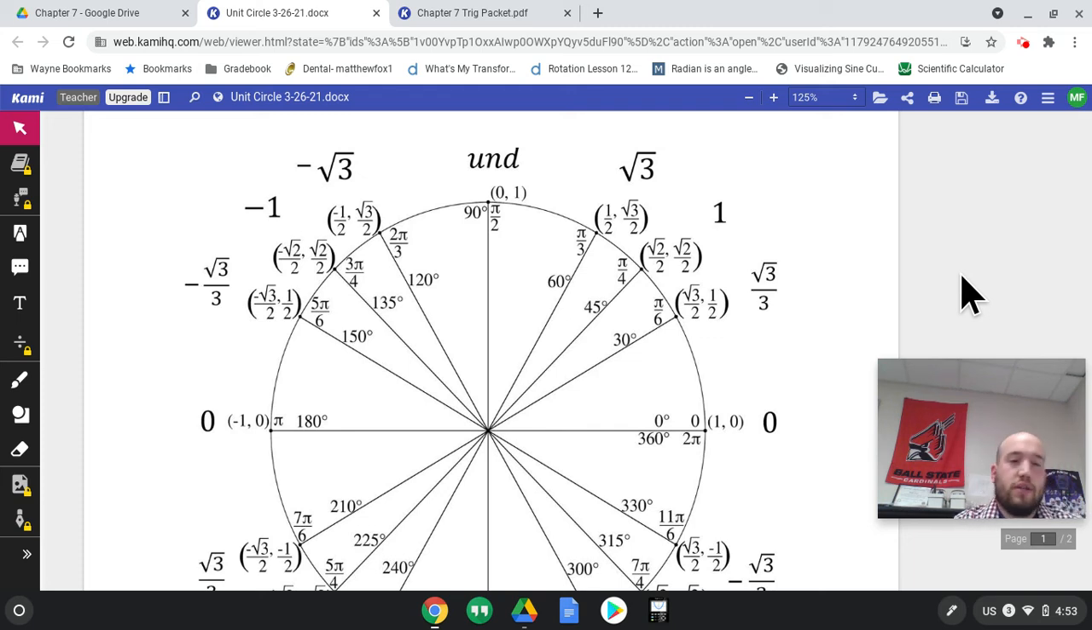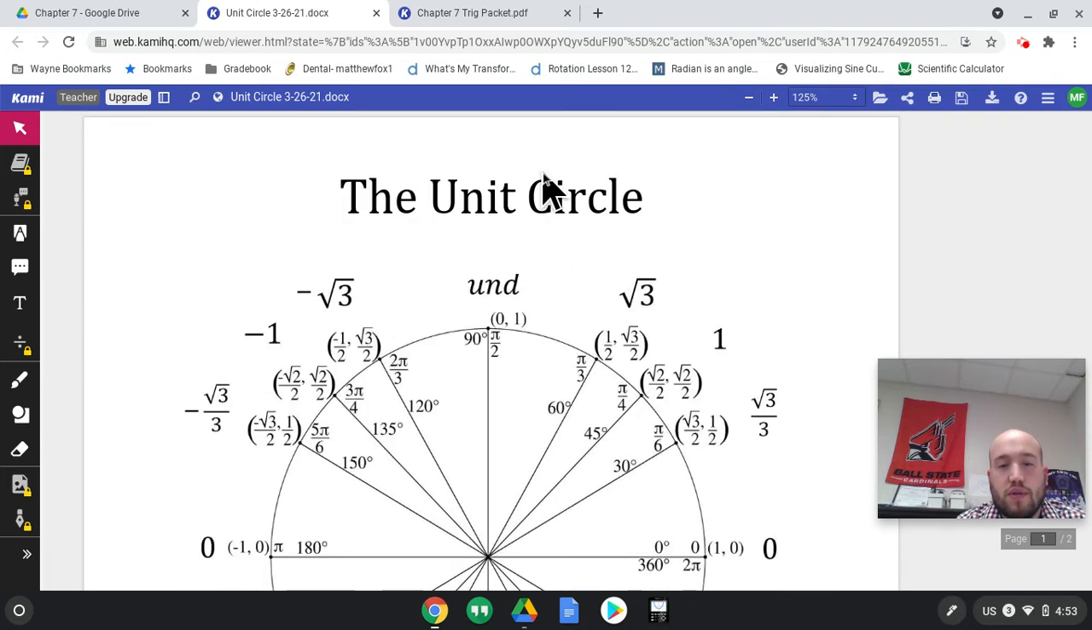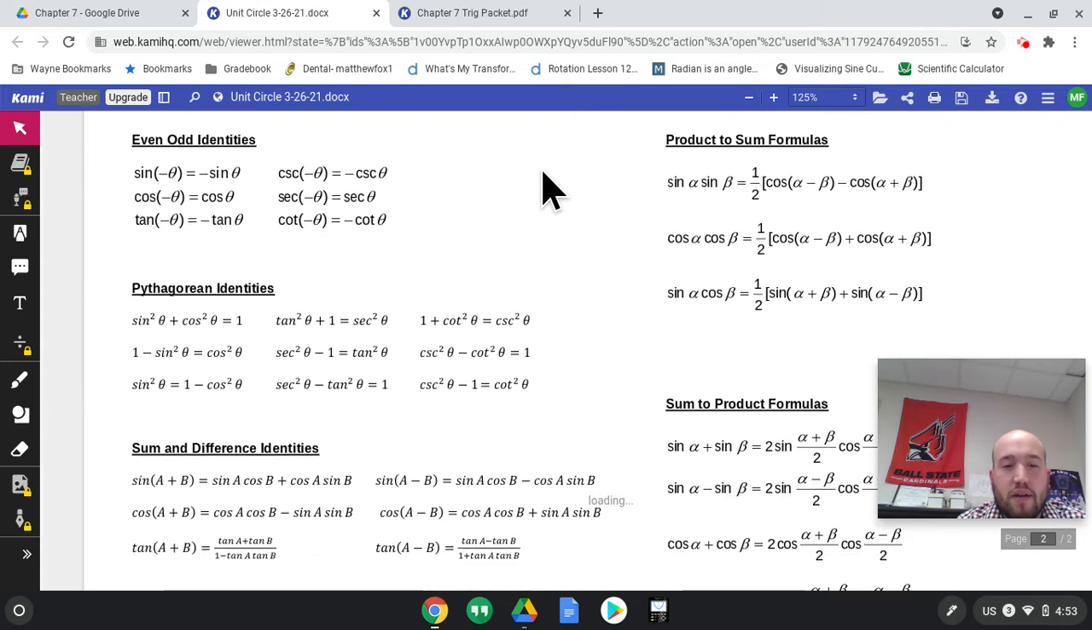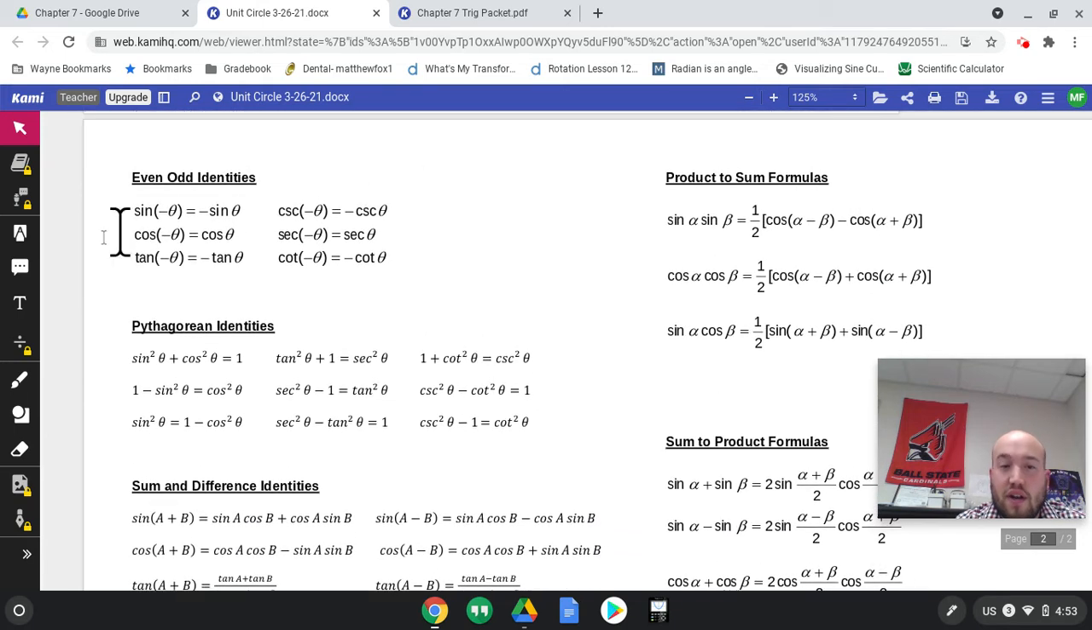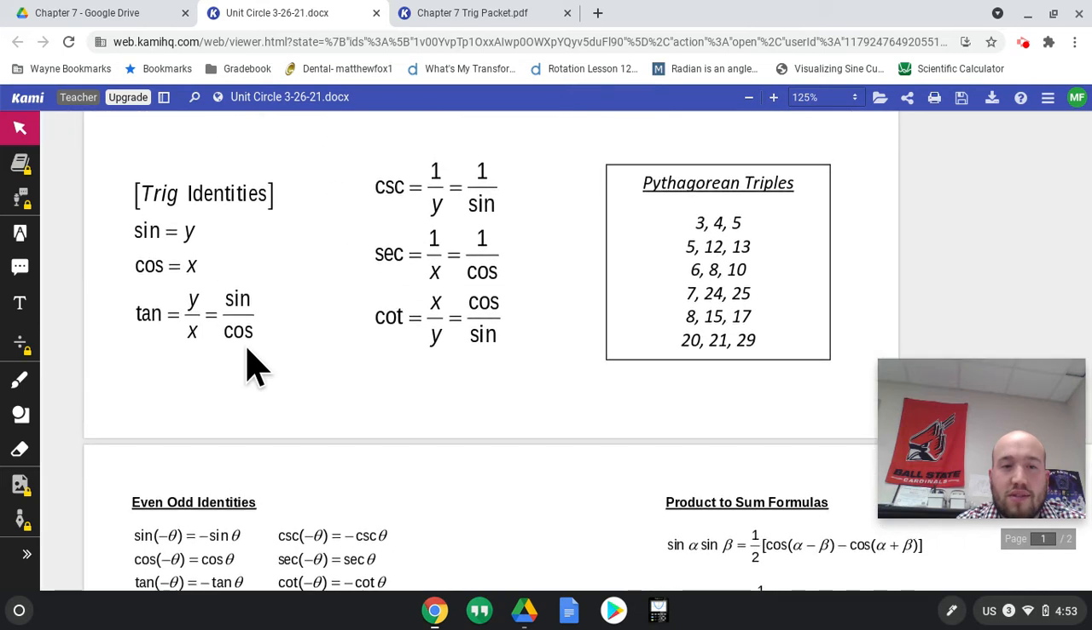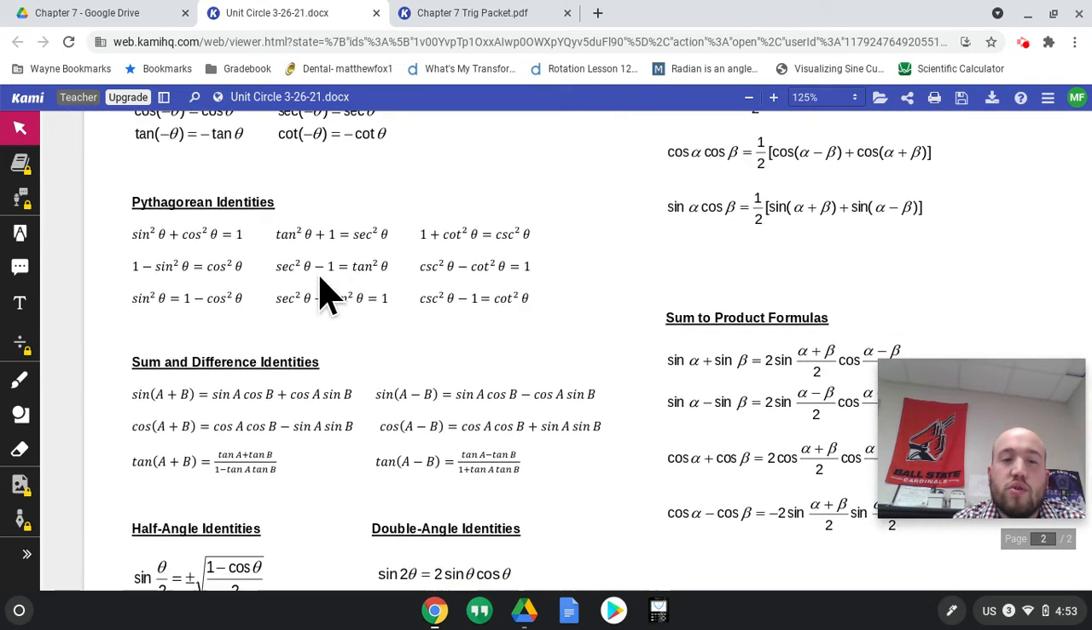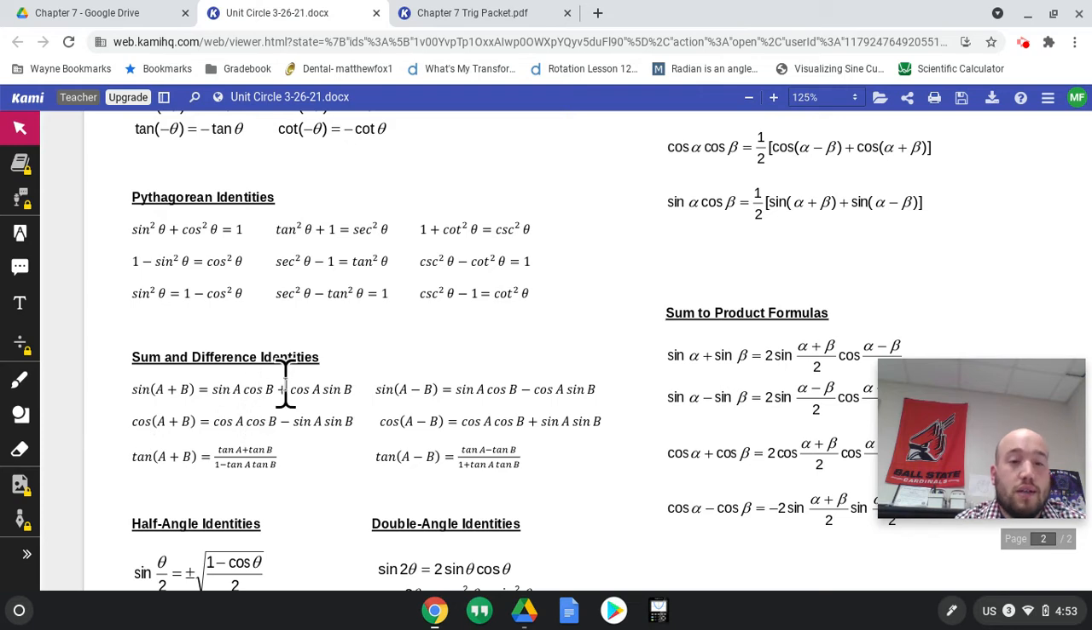Today we are going to be working on 7.3, sum and difference identities. If you pull out that orange sheet, your unit circle, and flip to the back, yesterday we talked about even and odd identities and Pythagorean identities. We also talked some about how to simplify our original trig identities. So today we are going to go to sum and difference identities.